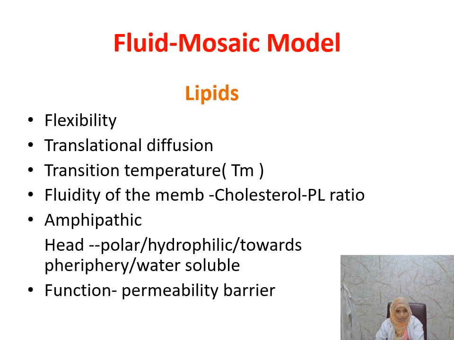Next is the fluid mosaic model. Lipids give flexibility. It has translational diffusion. There is a transition temperature at which the gel state is converted to the sol state, and the cholesterol to phospholipid ratio is important for maintaining the fluidity of the cell membrane.